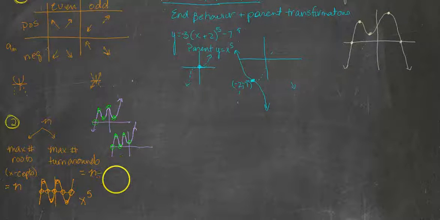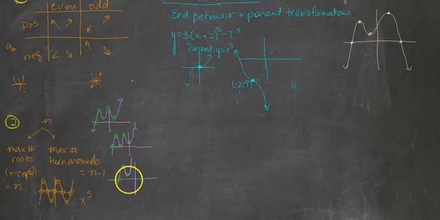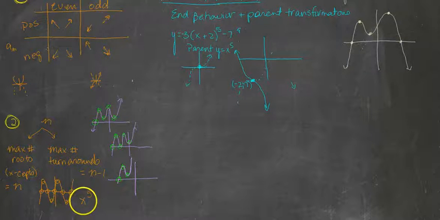Another possibility could be up 1, 2, 3. Hang on. 1, 2 turnarounds. Okay, that's exactly what I was trying to do. So in this case, 1 root is showing, and I only have 2 turnarounds, but this could still be an x to the 5th, because all I know is the maximum number using n, but still that's useful information.